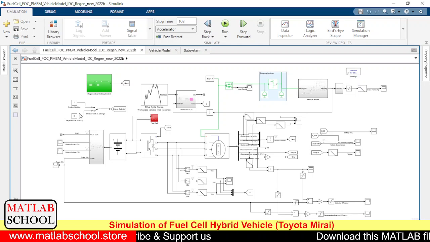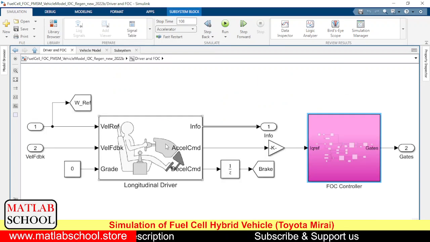Here we have the FOC model. This is the longitudinal driver model. To this model, we will be giving the reference speed as well as the feedback speed. And from here, we are taking two things: one is the acceleration command, and the other one is the deceleration command.